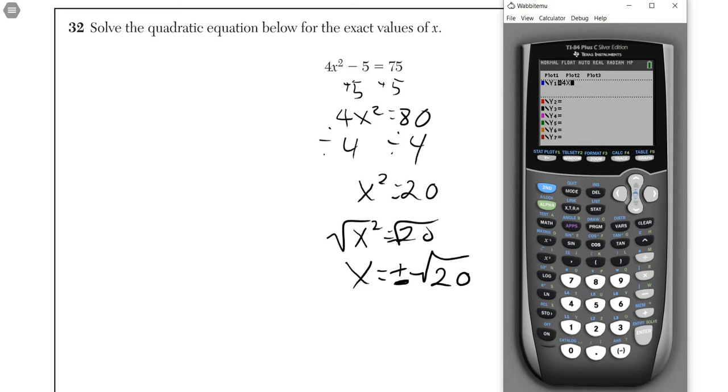4x squared minus 5. That's y1, left side. y2 is right side, 75. Okay, we're going to have to use a zoom fit, probably. That will work best. And there are our 2 points of intersection.